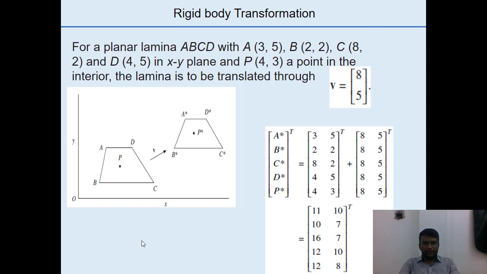Now next, we see simple translation. We have a lamina, ABCD for example. We move the lamina by some point P, 4, 3. We just add these translation coordinates. So we move by 8 comma 5. We just add 8 comma 5 to all the ABCD points, and we get the new coordinates. This is the summation of two matrices, right? Earlier there was a multiplication of two matrices.